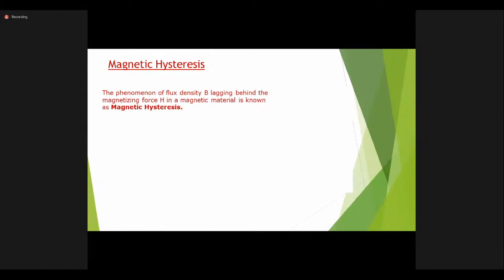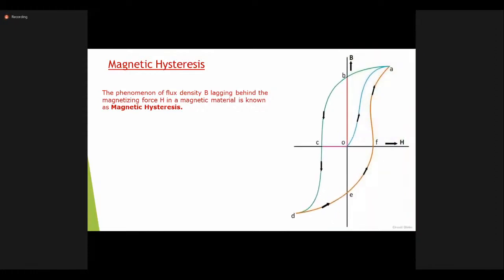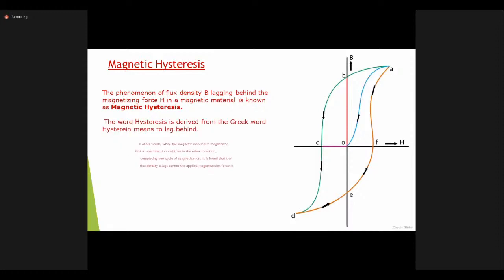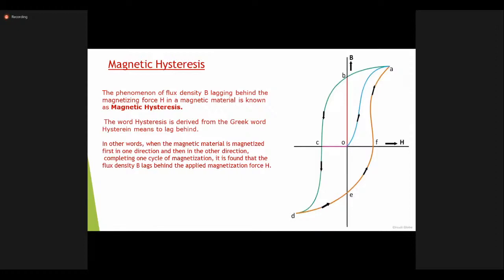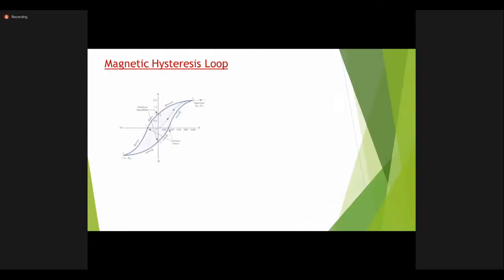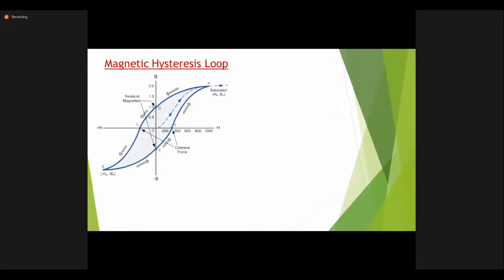Now, see the graph. The graph is plotted between two quantities, H and B: magnetic field intensity H and magnetic flux density, or magnetic induction, B. Please see the graph. The graph starts from the point O.